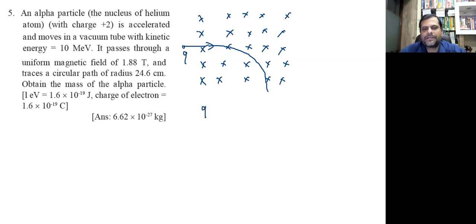So magnetic force is nothing but qvB, which is equal to centripetal force, which is nothing but mv square upon r. Here v gets cancelled from both sides, and we are left with the expression for radius, which we derived last time also, that is mv upon qB, correct? And using this equation, the charge of the particle is already given here, and magnetic field is also given, radius is also given. So we'll have to express this expression in terms of the kinetic energy.